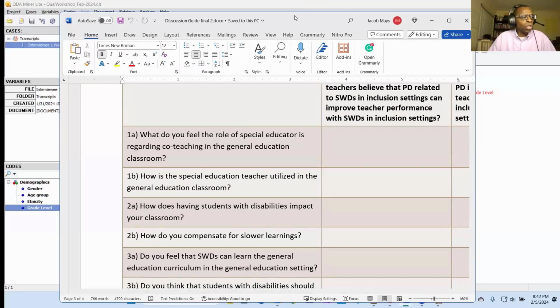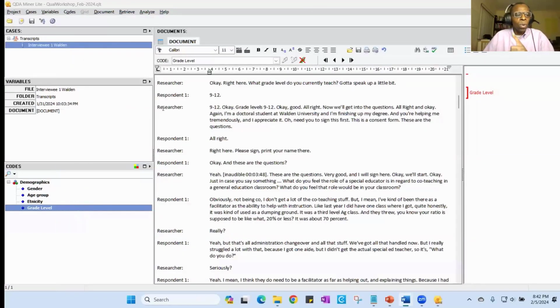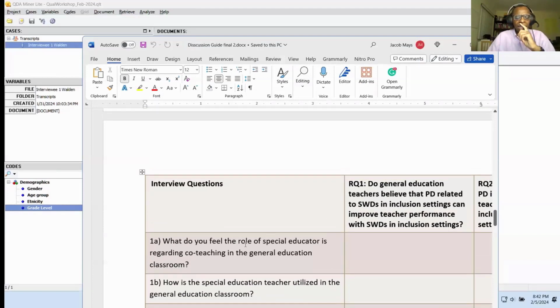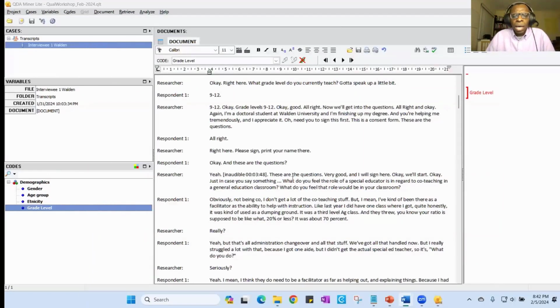So now we're going to do a new theme, right? A new category, which is dealing specifically with question 1A. Question 1A is going to be the new category, and whatever the theme is going to be under question 1A. All right. Let's see. What do you feel the role of special educator is? So here's what I'm going to do.